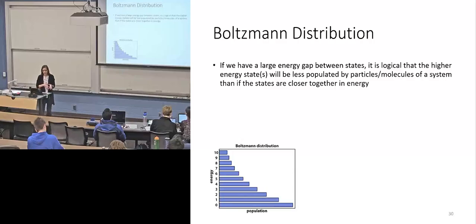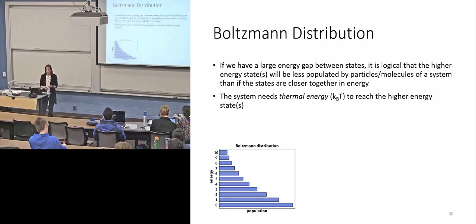If we have a large energy gap between states, it's logical that the higher energy states will be even less populated by molecules in the system than if the energy levels are really close together. So getting from one translational state to the next or one rotational state to the next, those are smaller energy gaps than, say, a whole electron shell change. These electronic gaps are really big.